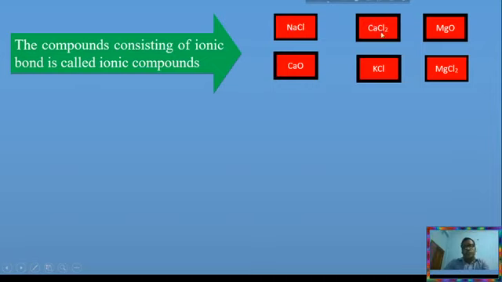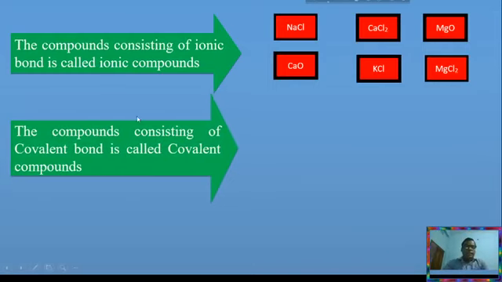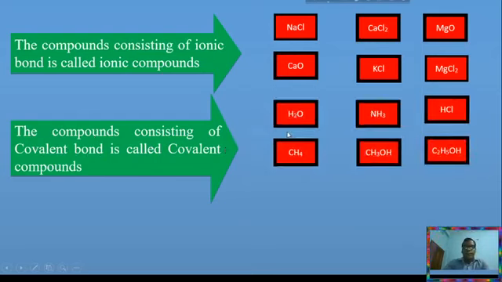Calcium chloride is made by calcium and chlorine. Calcium is a metal, chlorine is a non-metal. So these are ionic compounds. Similarly, magnesium metal, oxygen non-metal, calcium metal, oxygen non-metal, potassium metal, chlorine non-metal, magnesium metal, chlorine non-metal. That's why these all are ionic compounds, because they consist of ionic bonds and are made by a metal and a non-metal. And the compounds consisting of covalent bonds are called covalent compounds, like water, ammonia, hydrochloric acid, methane, ethanol and methanol. These all are covalent compounds.